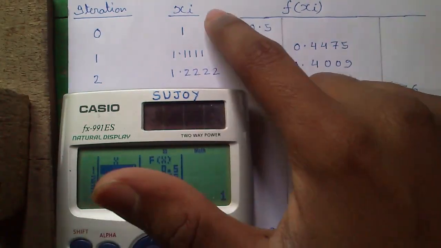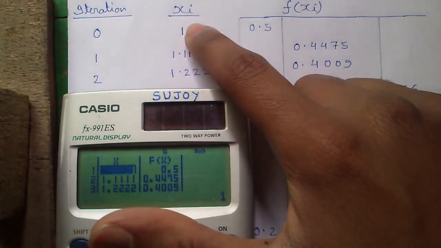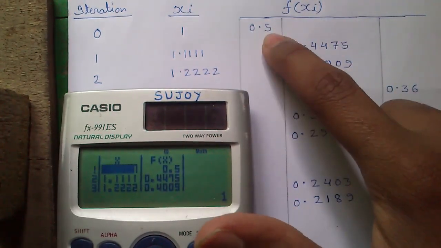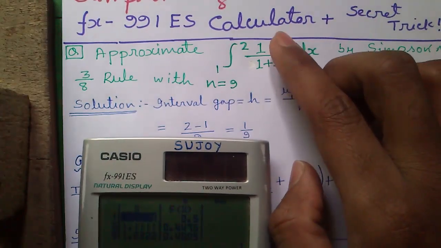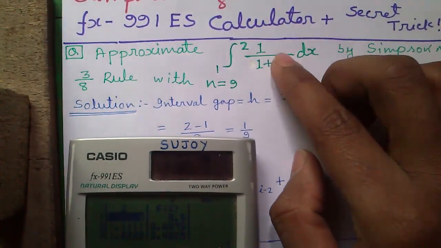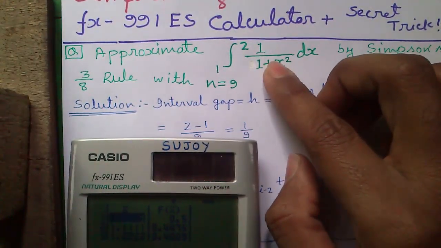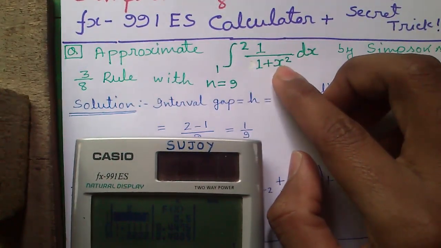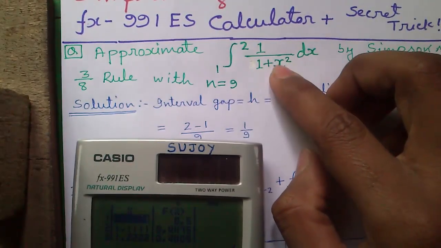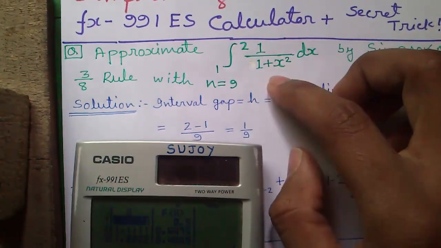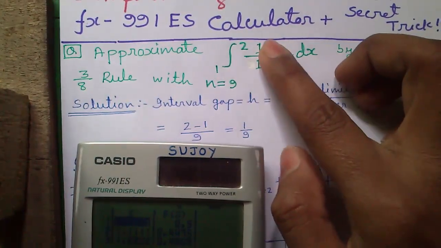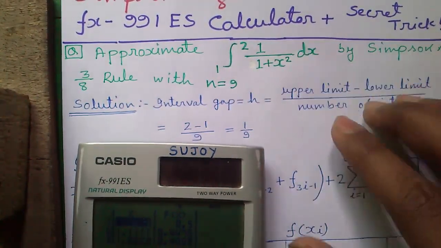The first value of x is 1 and corresponding f of x value is 0.5. That means if we put 1 in place of x in the expression, we will get 0.5. Let's check it. 1 divided by 1 plus 1, that is 2. So 1 divided by 2 equals to 0.5. That is the meaning of f of x. If we put x in this function of x, so we will get our f of x value.